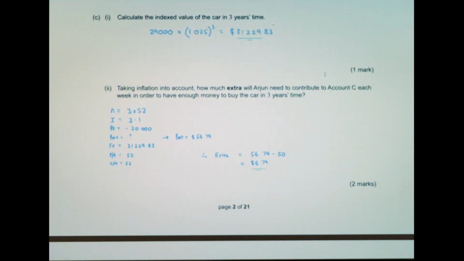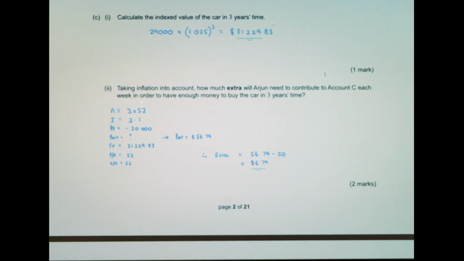Part 2 of Part C goes on to looking at how much extra they would need to pay in order to buy the car in 3 years' time. So the key section here being how much extra. The extra was quite important.